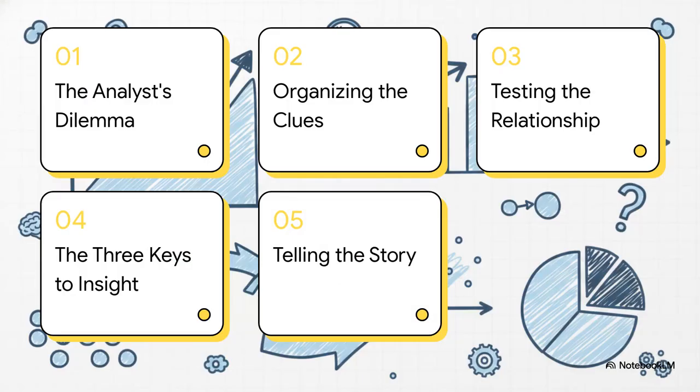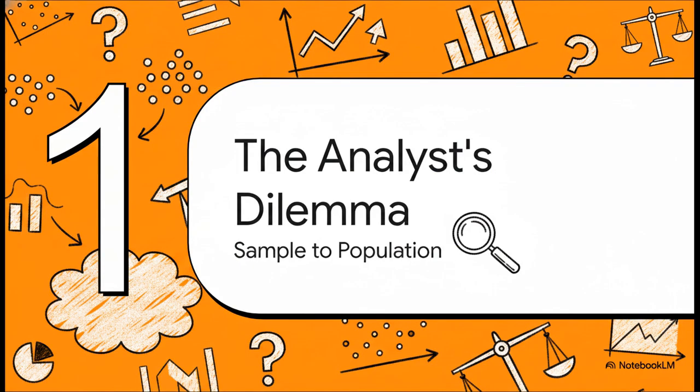So here's our game plan. We'll start with the fundamental problem that every single researcher runs into. Then we'll look at how to organize our first clues. From there, we'll actually test our hunch, unlock 3 essential keys to a really deep understanding, and finally learn how to tell the complete story with our data. All right, let's dive right in.